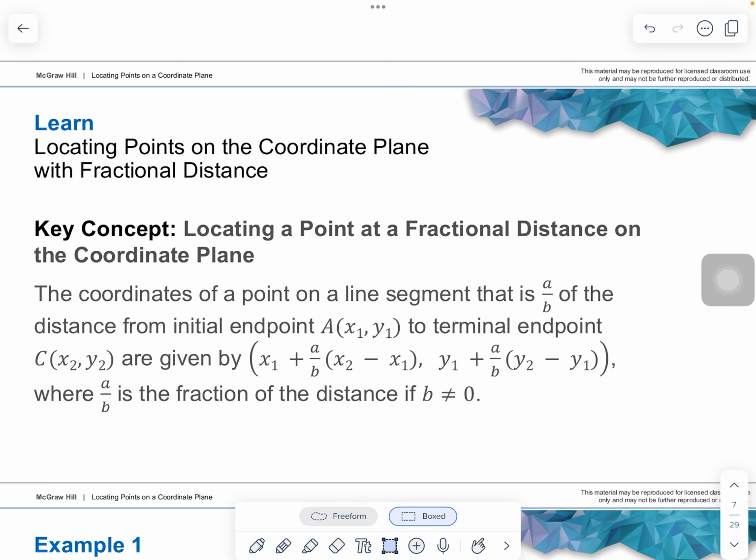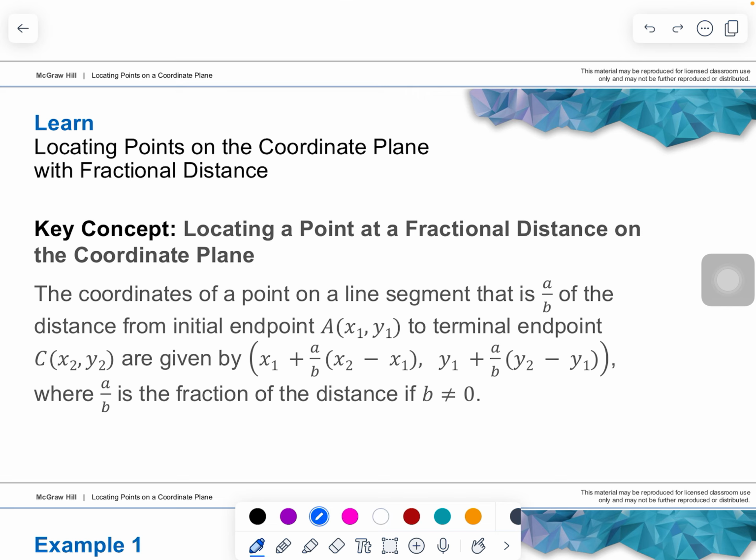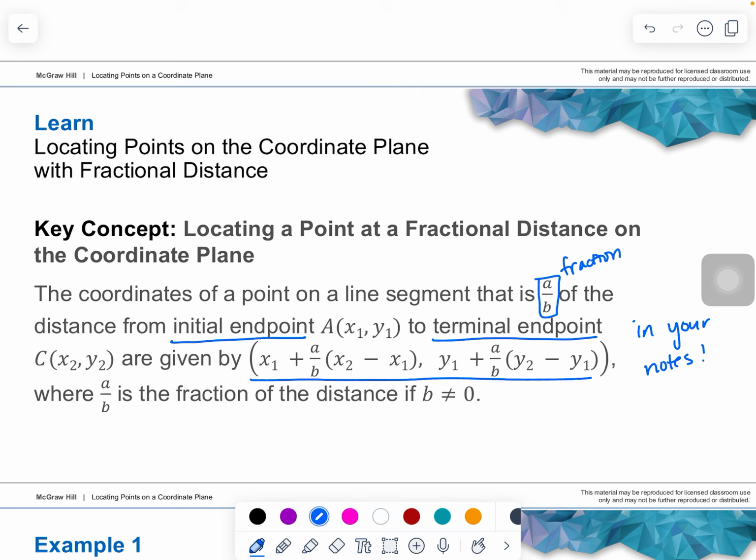So here's what we're going to be using. We're going to be using this key concept, and this key concept is so big that actually this entire statement is copied in your notes. So it is in your notes, word for word, that the coordinates of a point on a line segment that is a/b, that's your fraction, of the distance from an initial endpoint to a terminal endpoint are given by that equation right here, where a/b is the fraction of the distance if b does not equal 0. Okay.